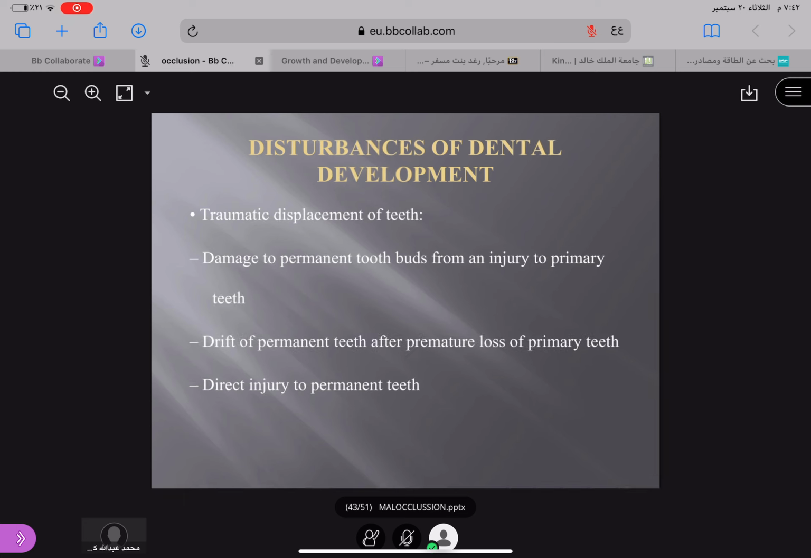Traumatic displacement of teeth is one of the causes of malocclusions, damage to permanent tooth buds from an injury to primary teeth. Right at the stage of primary dentition, usually kids have trauma which results in damage or displacement of the permanent buds, which becomes obvious later in life due to unerupted teeth or ectopic eruptions, drift of permanent teeth after premature loss of primary teeth, direct injury to the permanent teeth.